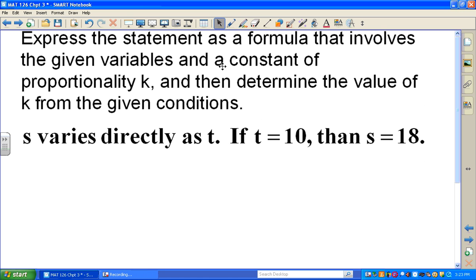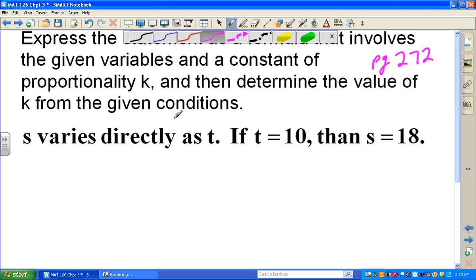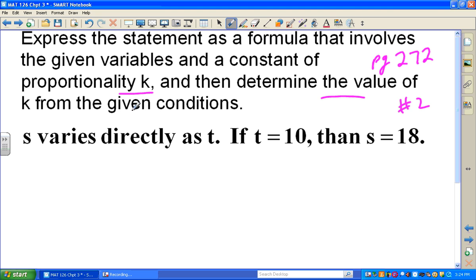I'm not sure which one this one is. It's probably in your book. S varies directly as t, if t is 10 and s is 18. This is on page 272. This is actually problem number 2. If you can't see the board and you want to jot down and follow along, the directions say express the statement as a formula that involves the given variables and a constant of k. Then determine the value of k from the given conditions.